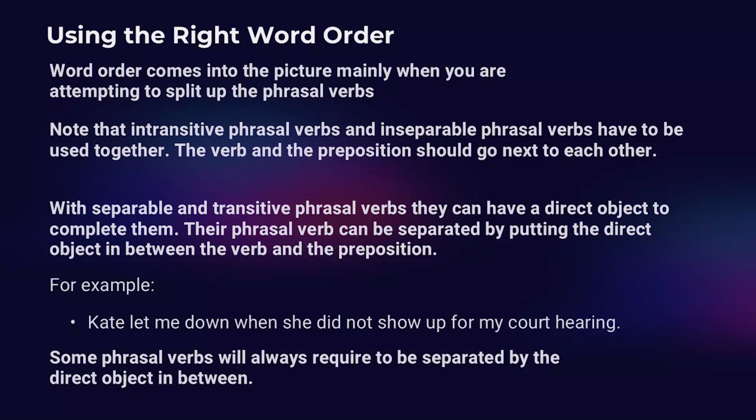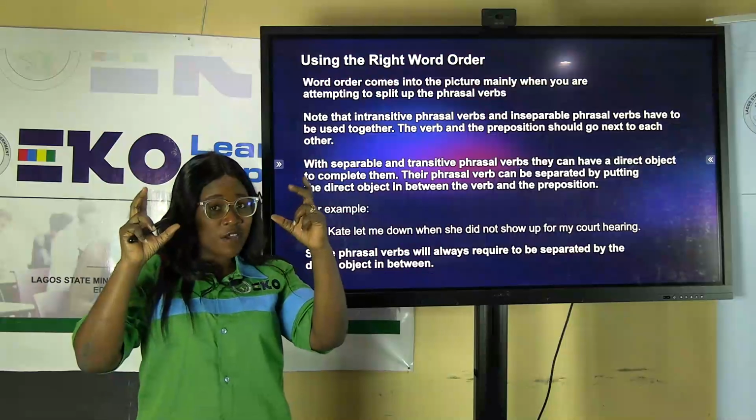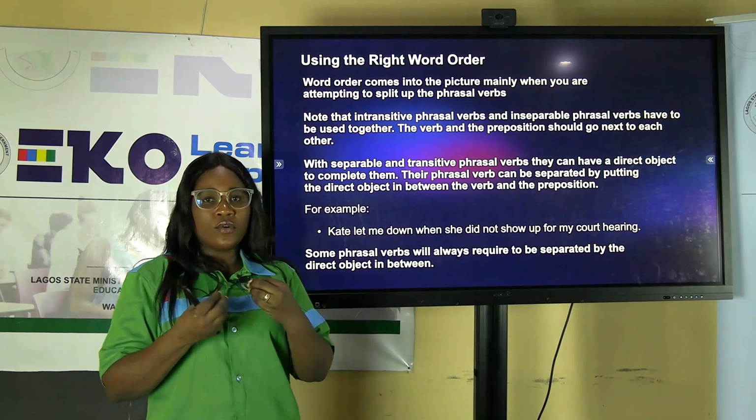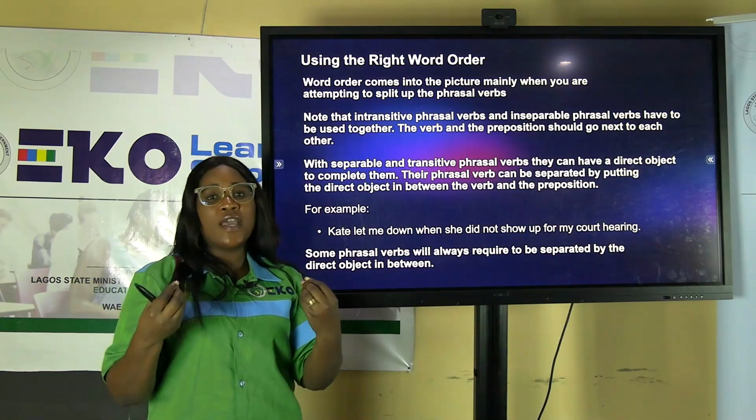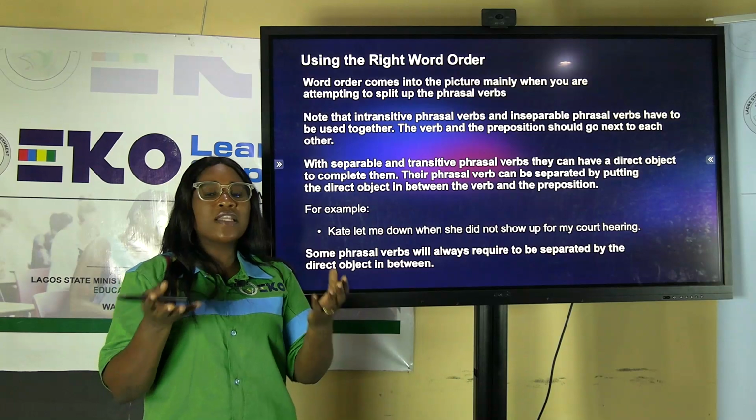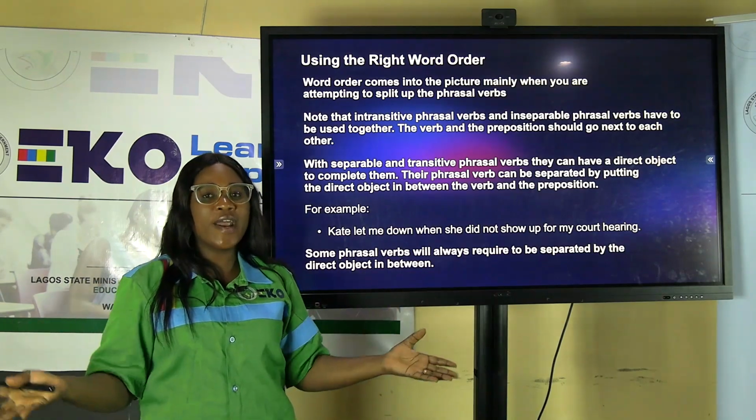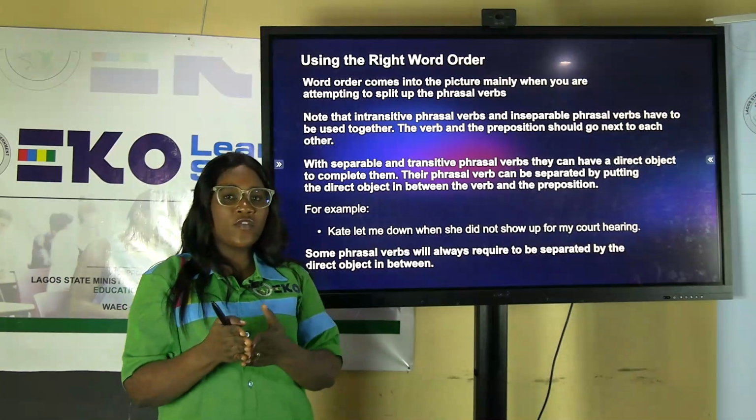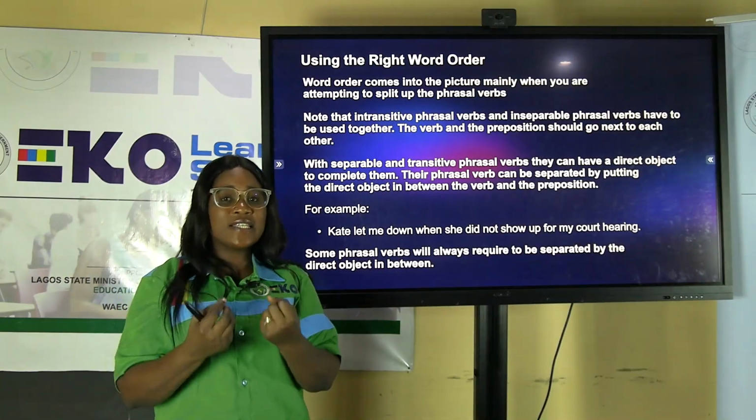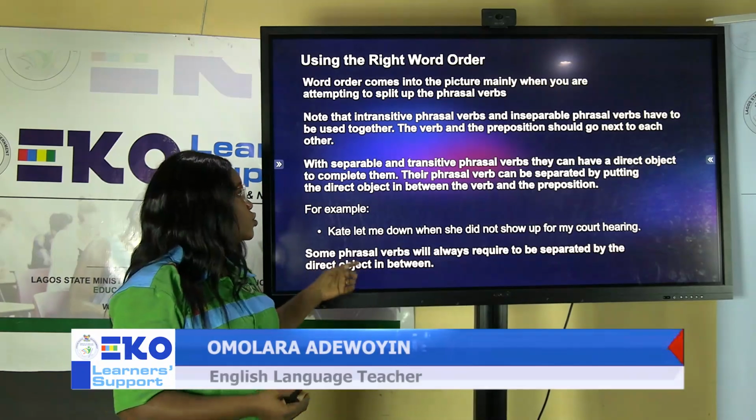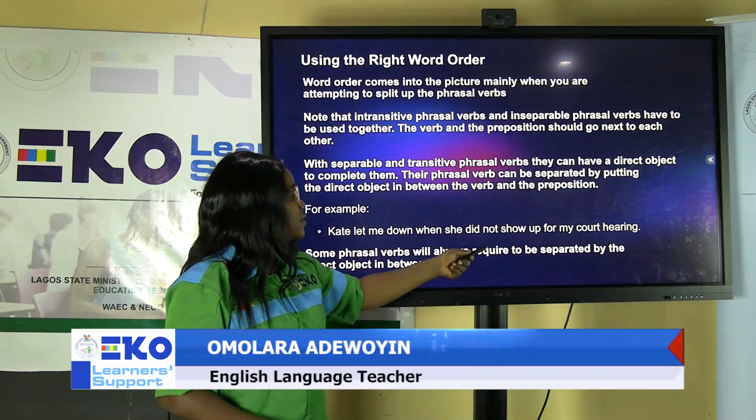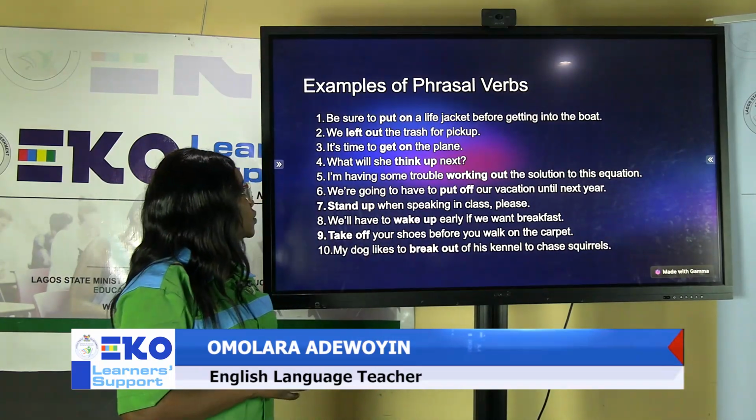Some phrasal verbs will always require to be separated by the direct object in between them before they make sense. So there are some types of phrasal verbs, like let down, where it depends on the sentence where you're using it. She was let down by her friends. That's a situation where you don't need to split this phrasal verb. However, there are some sentences where, for them to make meaning, you need to split the phrasal verbs. In splitting the phrasal verbs, maintain the appropriate word order.